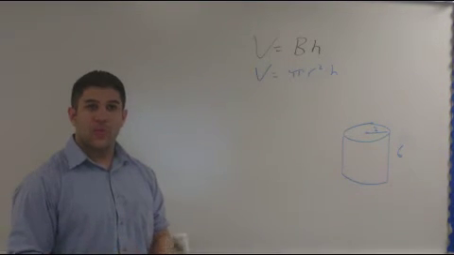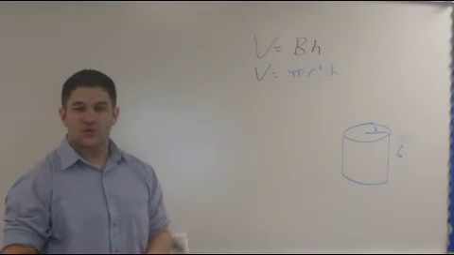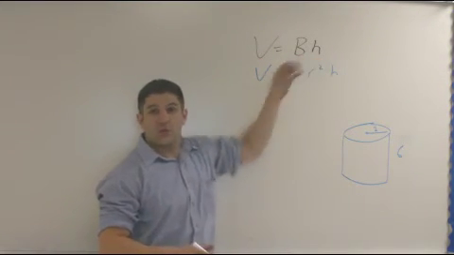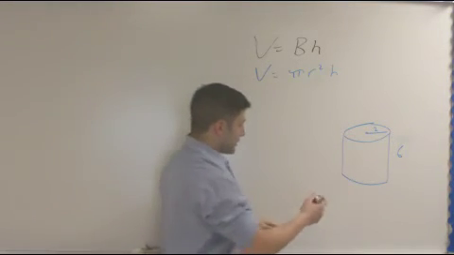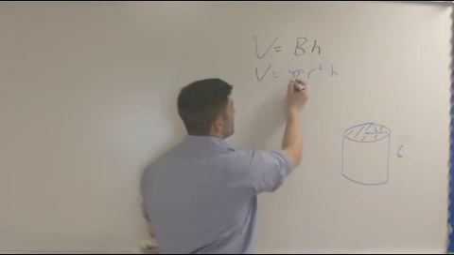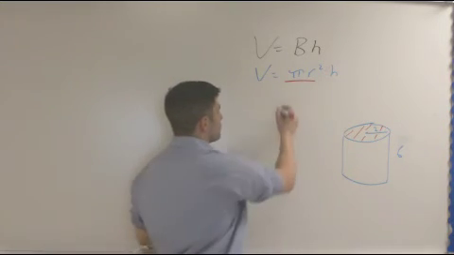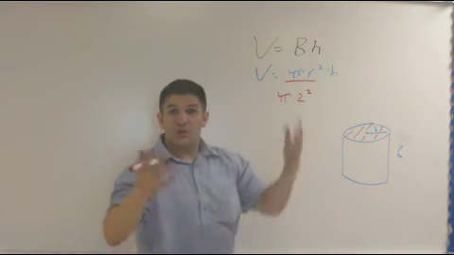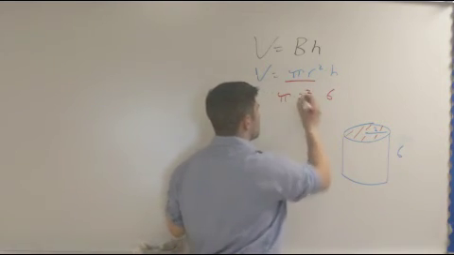With this example, I want you to try it on your own, but I figured I'd give you guys a little bit of help with this first one. So again, we know our volume is B times H, where B is the area of our base times the height. Again, the area of our base is the area of a circle, which we know is pi r squared. So we need to use our radius. Our radius here is 2. Pi times 2 squared. And the H represents the height of our shape. Here, our height is 6.